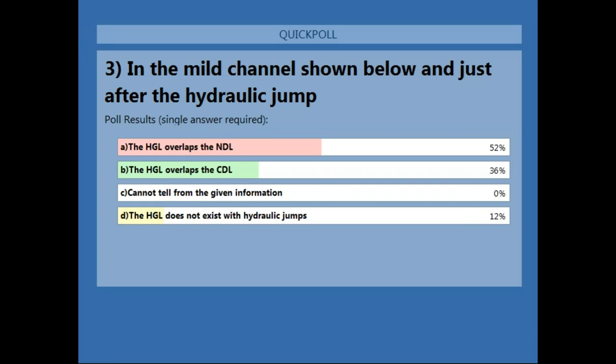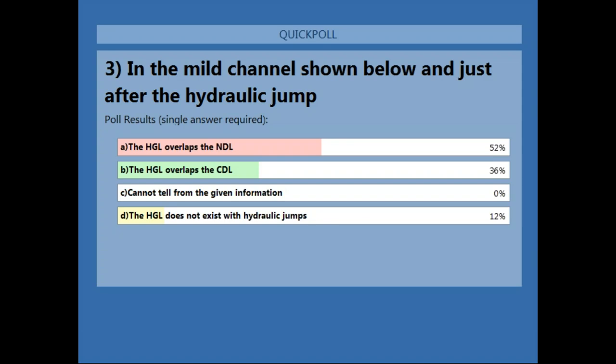See, the majority chose option A, which is the HGL overlaps the MDL, and this time the majority is right. The HGL, like we said earlier, is the hydraulic grade line, and that's basically along the water surface, always goes along the water surface, because it's the elevation Z plus the water depth Y. So HGL defines the water surface.